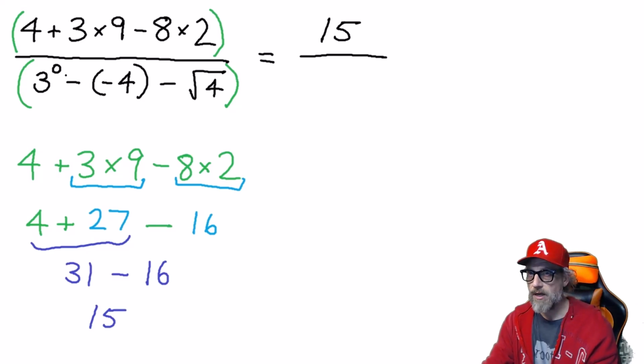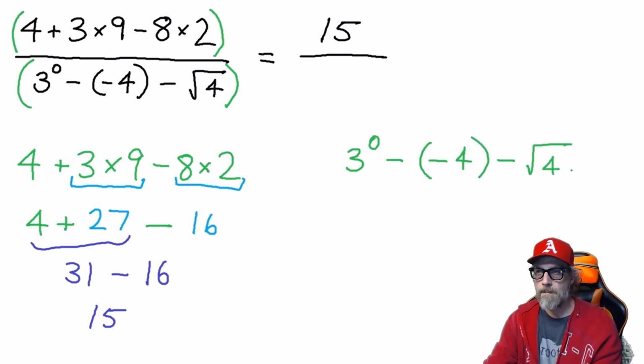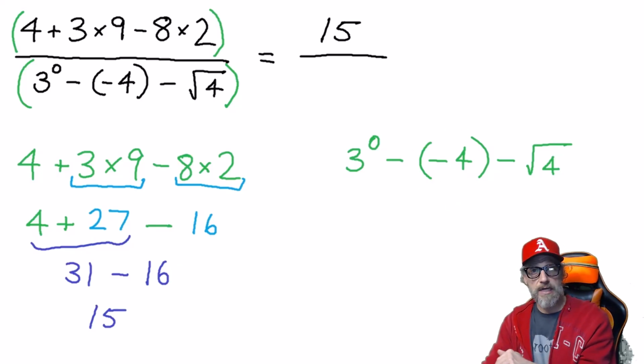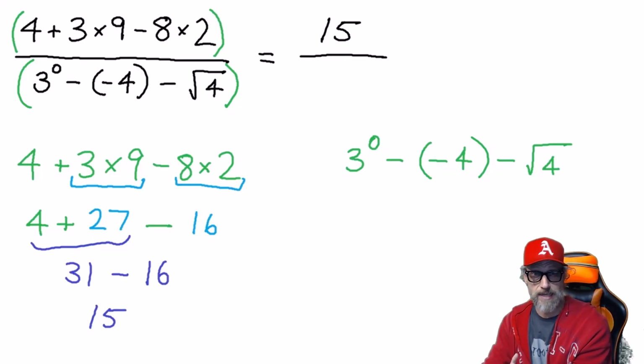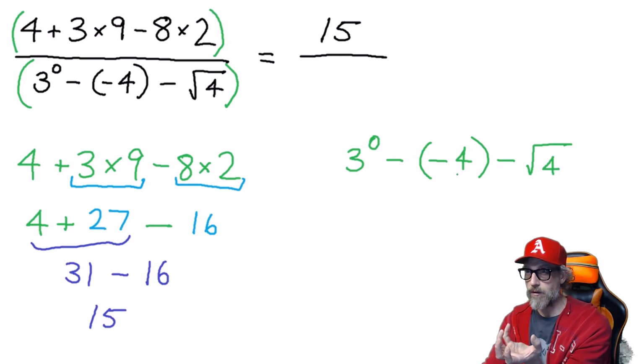Now that denominator, I'm just going to go carefully. Start with a recopy. 3 to the power of 0 minus negative 4 minus square root of 4. Thinking about the groups, we have a set of parentheses here in the middle with no math inside that we need to do. It's just containing negative 4, trying to make this problem look a little clearer about what it's asking us to do. So middle parentheses, no math.